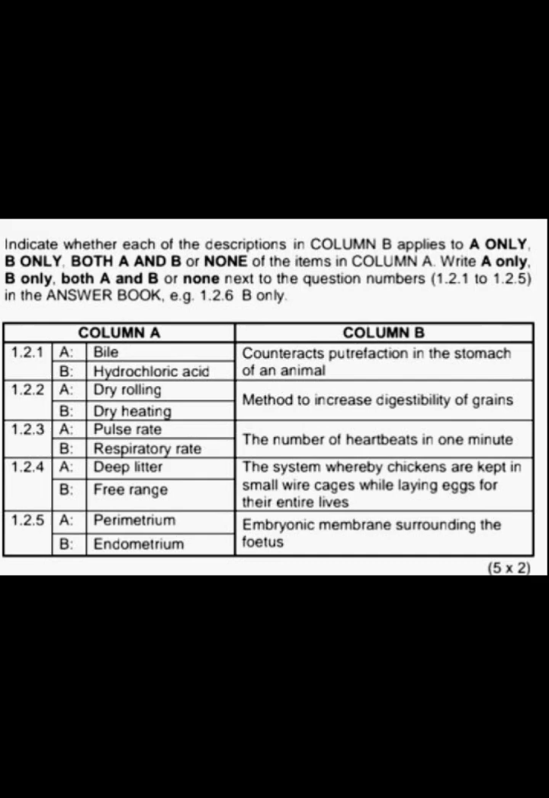1.2.4: the system whereby chickens are kept in small wire cages while laying eggs for their entire lives. Do we know our system? The cattle, the goat, the pigs, the poultry. Let us list the poultry systems. I think there are four. We have deep litter, free range, backyard system, and battery cage.